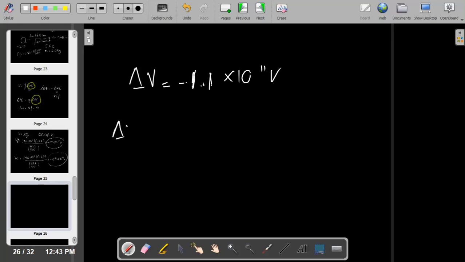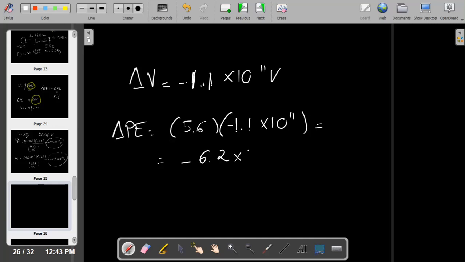Now we can calculate that potential energy. Movable charge, what was that? 5.6 coulombs. Multiplying what we just found, negative 1.1 times 10 to the 11. If you do this correctly, your potential energy has a value of negative 6.2 times 10 to the 11 joules. Now remember what we said. The kinetic energy is the opposite of the potential energy. So my kinetic energy is going to be the same magnitude but opposite sign: 6.2 times 10 to the 11 joules.